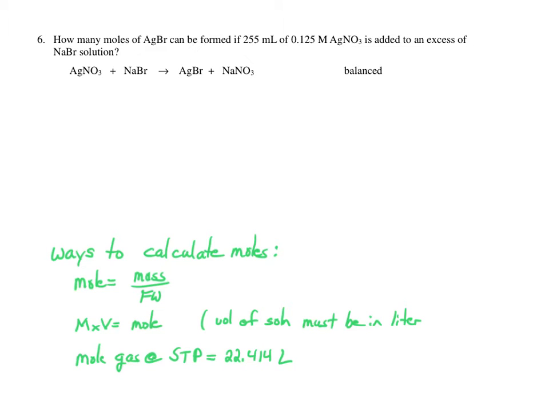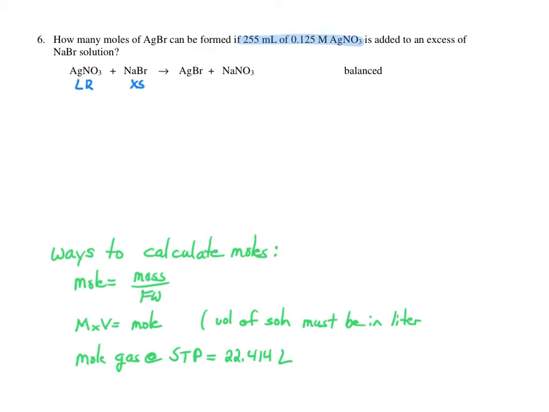First, a quick review. There are a number of ways we've discussed to determine the number of moles in a sample. Most often we're going to use the formula weight. We divide the mass by the formula weight to get moles. In this problem, we're going to multiply the molarity times the volume in liters to determine the moles of a solute. We can also determine moles of a gas at STP by using the conversion factor that a mole of gas is equivalent to 22.414 liters.